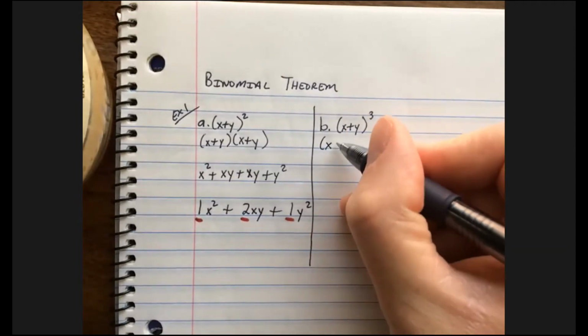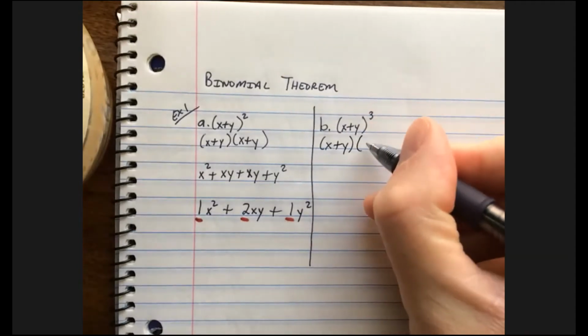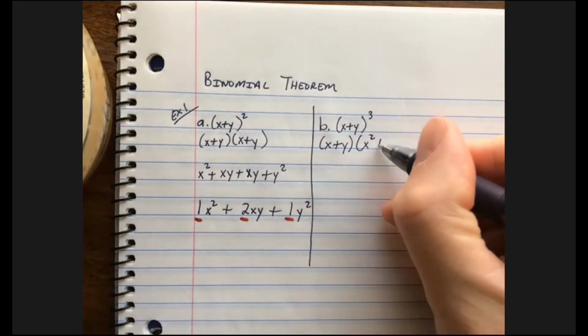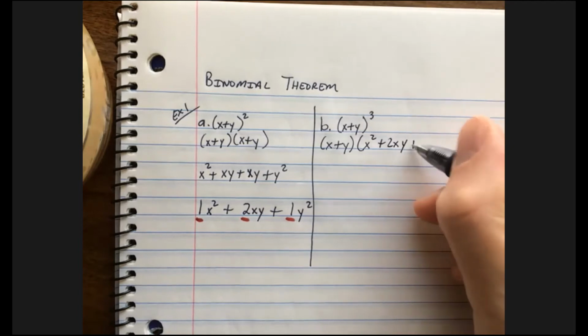So we can continue with this idea and say we had x plus y cubed. Well, x plus y cubed would be x plus y times, well, we just now did it, x plus y squared. X squared plus 2xy plus y squared.